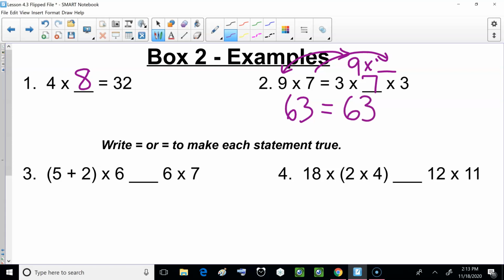So you can pause the video for that one, write down numbers 1 and 2. And now we're on to numbers 3 and 4. Write equal or not equal to make each statement true.